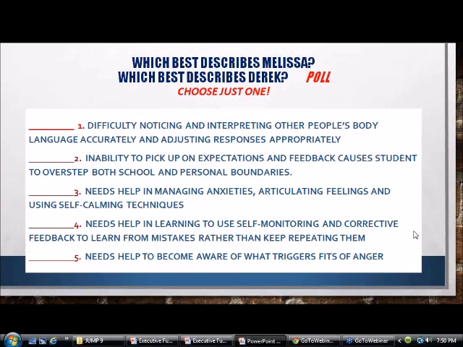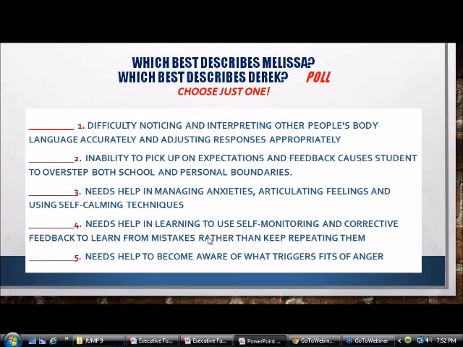So 50% of people said that Melissa needs help in managing anxieties and articulating feelings, using self-calming techniques. And I think that's a good one for her. And then she does need to be better at picking up expectations and feedback, and she is sometimes overstepping school and personal boundaries, especially with her teachers. And then self-monitoring was the lowest. Okay, so now we will go ahead and do Derek. Pick one for Derek.